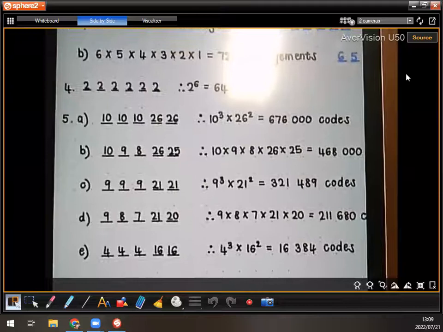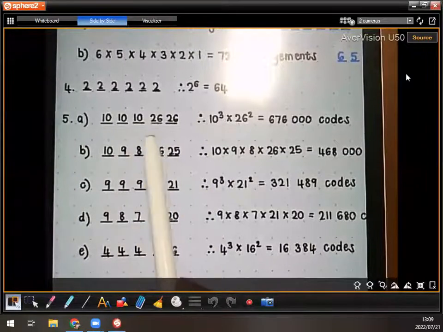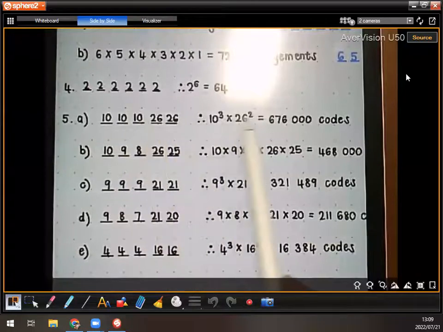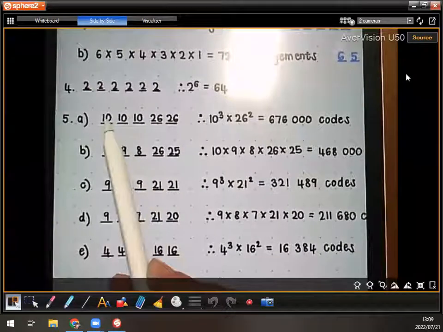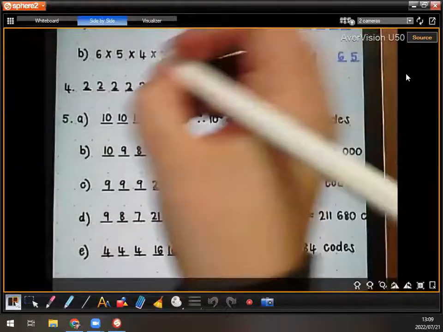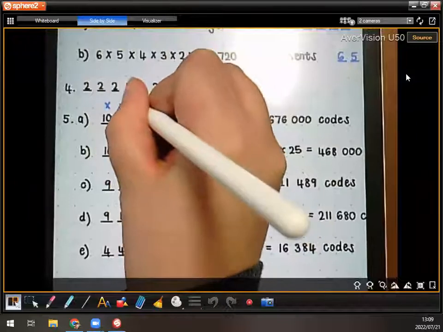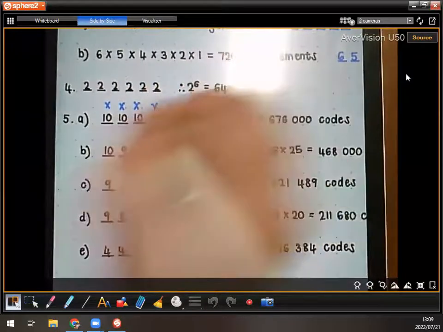Okay, for number 5, this one was getting a little bit more complicated. They say that you are making a code, all right, and it's 3 digits from 0 to 9 and then 2 letters. So for the first one, all of them could be repeated, and they were just asking how many codes can you make. So guys, we're going from 0 to 9, that's 10 digits. So for the first 3 slots, remember they said it was X, X, X, Y, Y, I think.